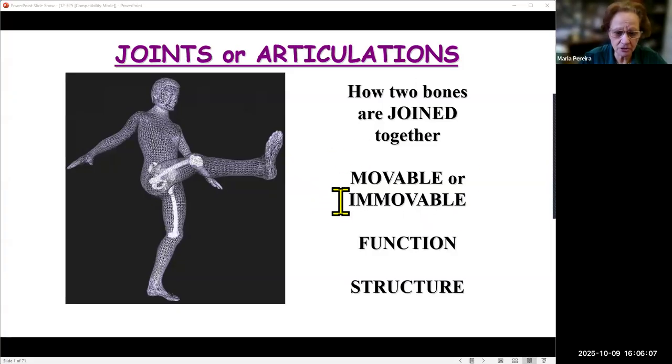So some articulations cannot move, like if you think about the skull, the articulations that bring the bones together, they don't move. And some are movable, like the diarthrosis, like the knee joint or the shoulder joint. Those give the bones free movement. And then there are some that are in between. So we classify articulations based on their structure, that means what tissue they are made of, and on their function, if they're movable, immovable, and so on.